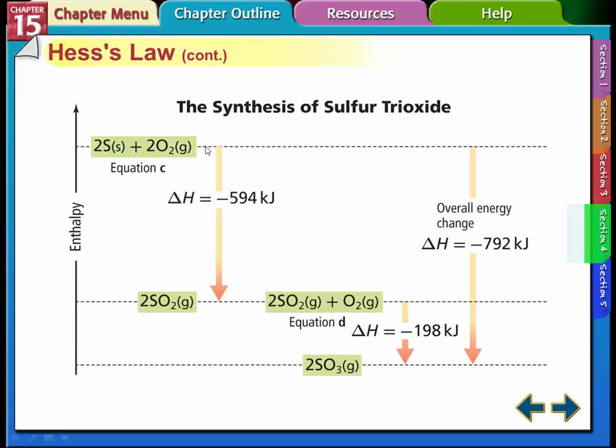So the enthalpy change for the first reaction was, since it was negative, it gave off heat, 594. Then for the second reaction it is 198. So the overall energy change from when we started off to where we ended up was 792. So that's Hess's law. We can just add up these individual reactions and get our overall energy change. So how much heat was given up in the whole process? Well, almost 600 here, almost 200 here, for almost 800 overall.